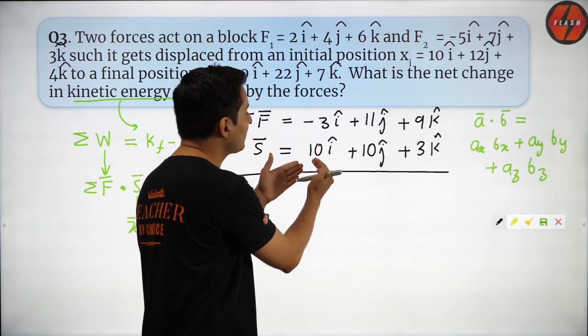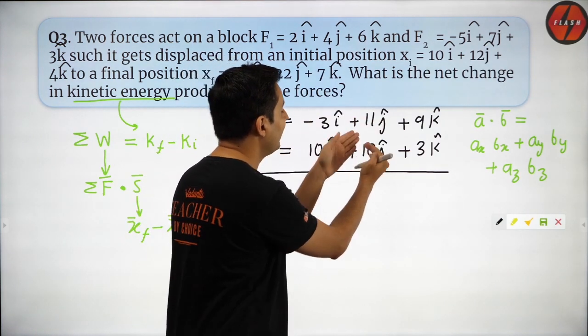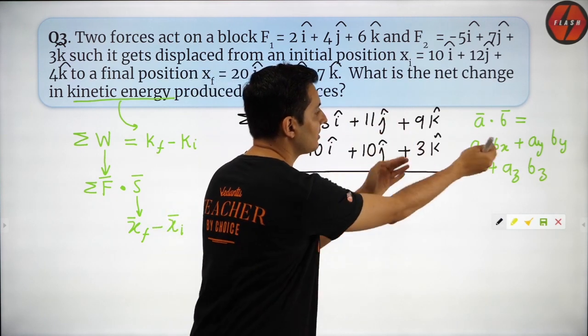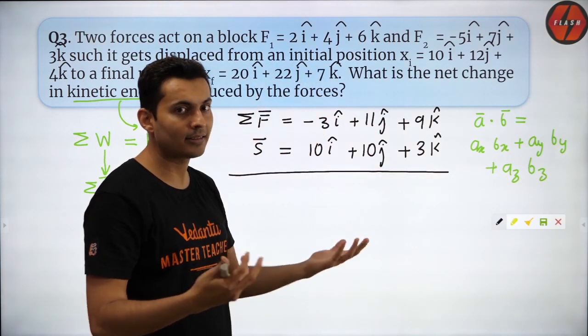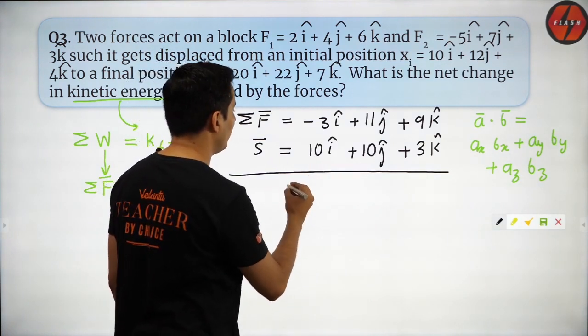So only the x's will get multiplied with each other, the y's will get multiplied with each other, and the z's will get multiplied with each other. That's the simple way of explaining that formula.